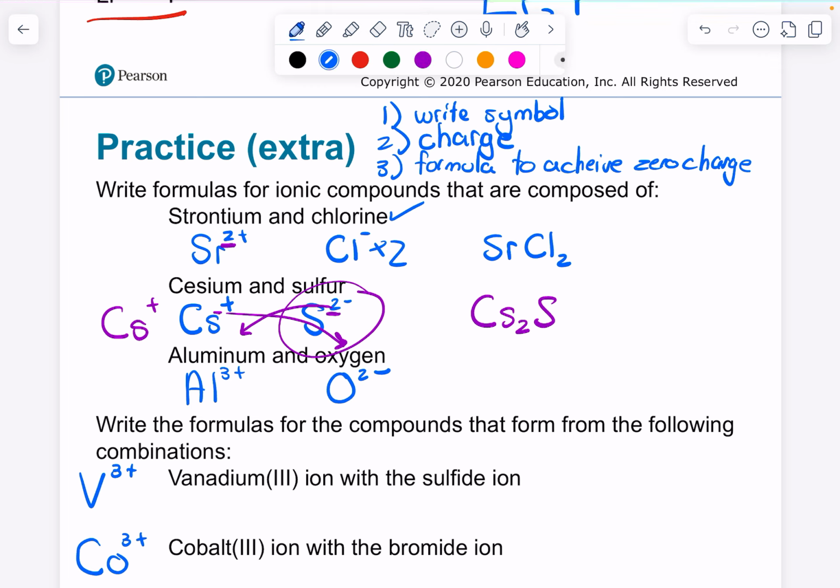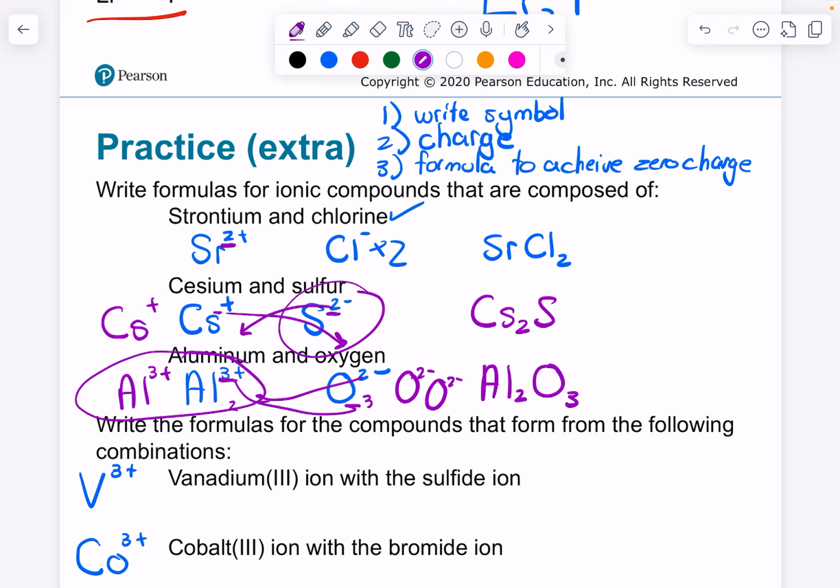All right, aluminum and oxygen. This is where the charge crossing thing comes in real handy because, you know, having to figure out the least common multiple might get a little confusing when you've got these bigger values. So just take the 3 and put it down there. Take the 2 and put it down there. So your formula is Al2O3. And you can verify that if I have 2 aluminums that are 3+ and 3 oxygens that are 2-. This side adds up to +6, and this side adds up to -6. So overall, the charge would be 0.